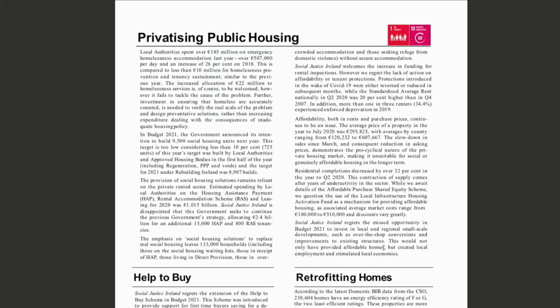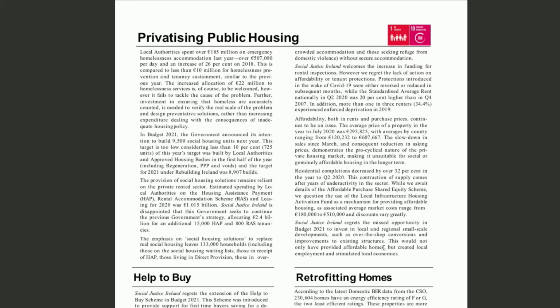In terms of private rent, we do acknowledge and welcome the increase in funding for rent inspections. However, we regret the lack of action in relation to tenant protection or any sort of affordability in the rental market. In terms of construction affordability, again, the prices are just far beyond what most households can afford.